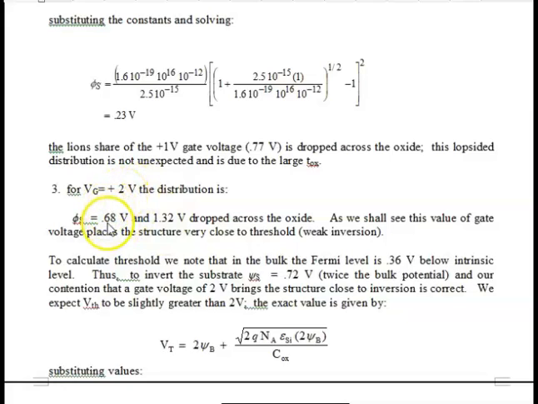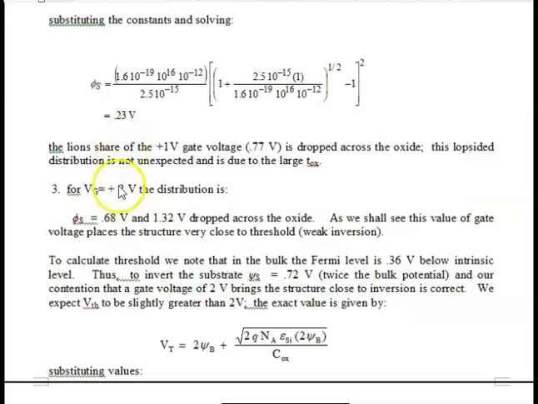We drop some of it across the oxide, and we drop 0.68 volts across the silicon. Probably easier to do the silicon first. Just put in all the numbers and we get 0.68. More than double, by the way, the value at 1 volt. So the silicon bending increases quite a bit more than we would expect. It's not linear by any means.